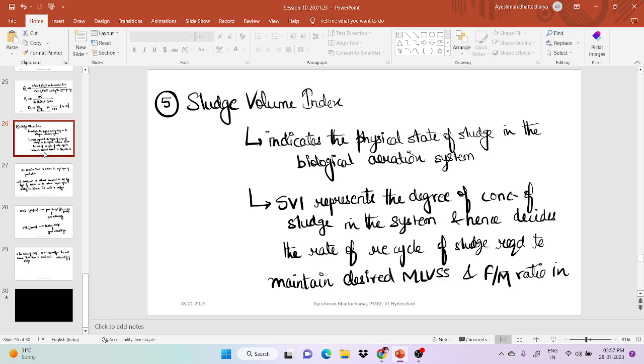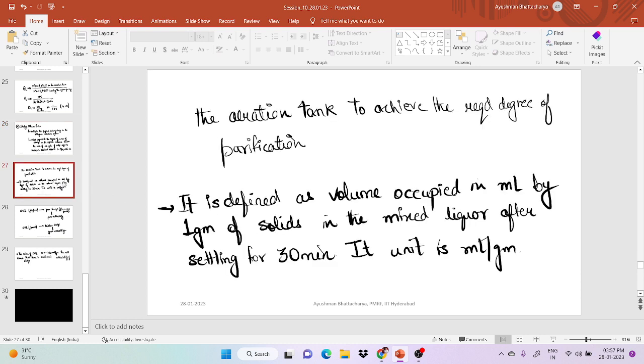Then we studied the sludge volume index. Basically, it indicates the physical state of the sludge in the biological reaction system, and it is important because it decides the recycle of sludge to maintain the desired MLSS and F by M ratio in the aeration tank. It is defined as the volume occupied in milliliters by 1 gram of solids in the mixed liquor after settling for 30 minutes. This test is generally carried out in a measuring cylinder. Its unit is milliliter per gram.